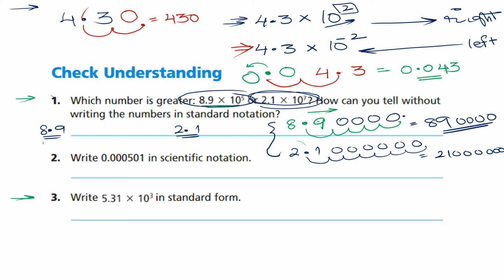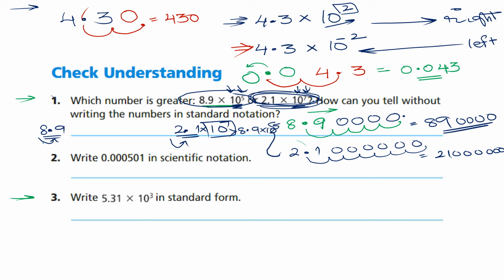We will see that after one digit there is a decimal, and in the second part also, after one digit there is a decimal. So we will compare only the powers, which power is bigger. Either 10 power 7 is bigger or 10 power 5 is bigger. Of course 10 power 7 is bigger because 10 is multiplying 7 times. So that's why you can directly say that 2.1 into 10 to the power 7 is bigger than 8.9 into 10 to the power of 5, because the power of 2.1 is bigger than the power of 8.9.